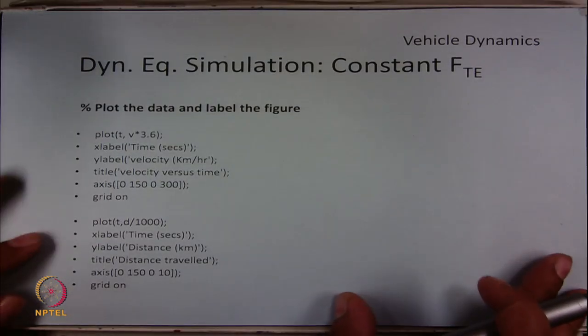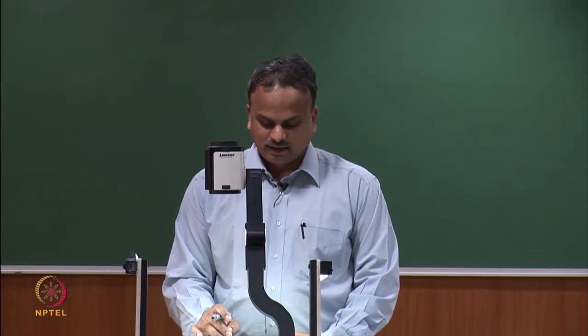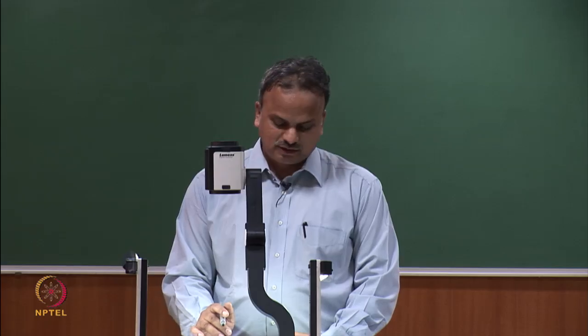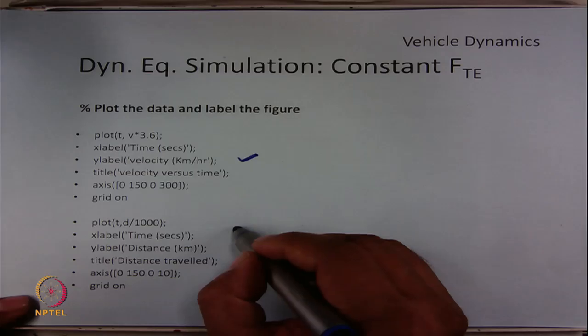After this, once the values of velocity, distance and power are available for 150 seconds in a time sample of 0.1 seconds, we can plot those with respect to time in respective plots.